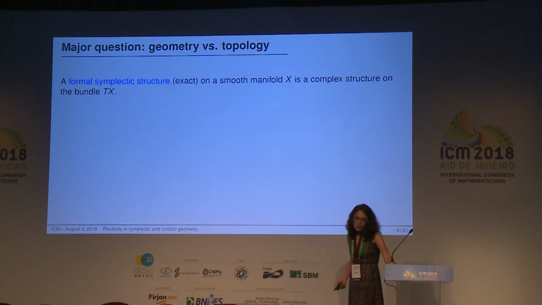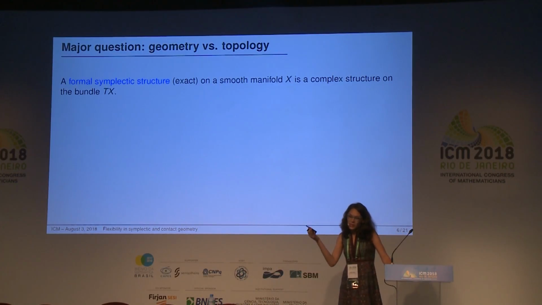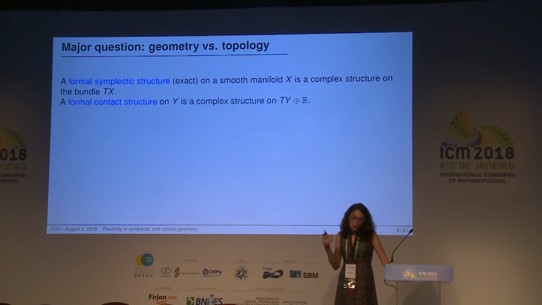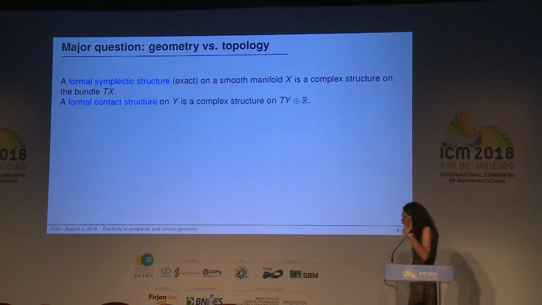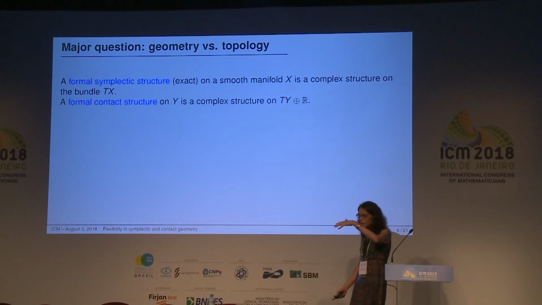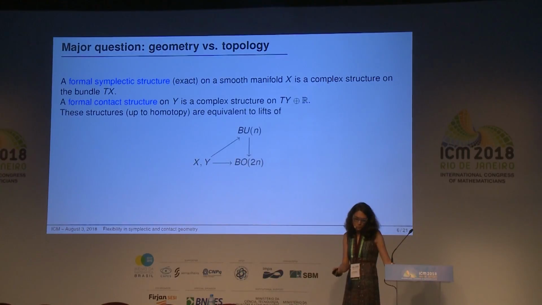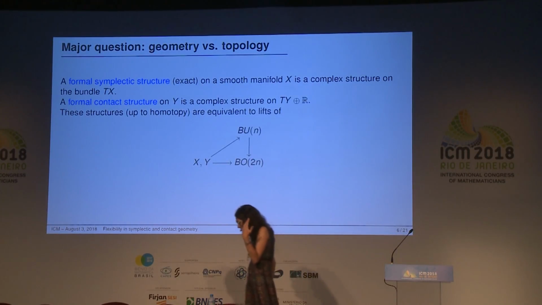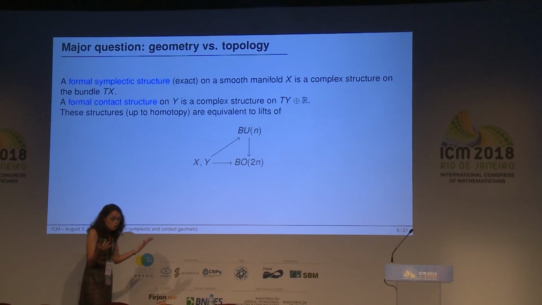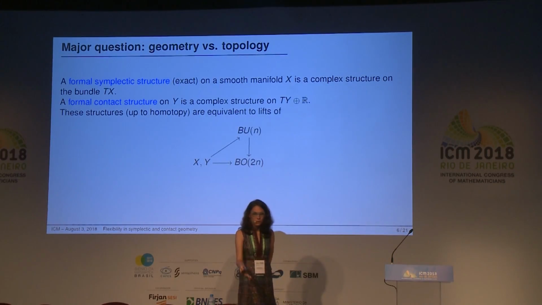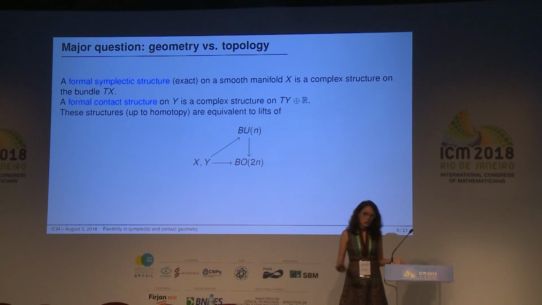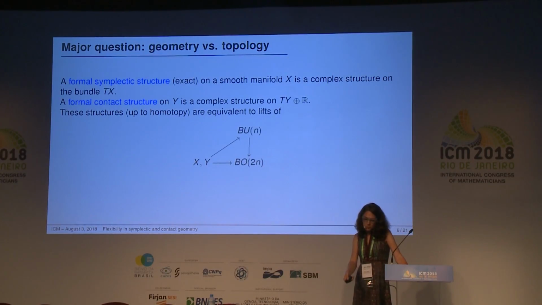So in our case, a formal symplectic structure turns out is exactly the same as just a complex structure on the tangent bundle. And a formal contact structure is similar, but just a stabilized complex structure, which sort of makes sense, at least in this description I gave of hypersurfaces and Stein manifolds. And just to emphasize that these are legitimately algebraic topology things, both of these structures, formal symplectic or formal contact, are just lifts of the classifying map of the tangent bundle to the complex groups.